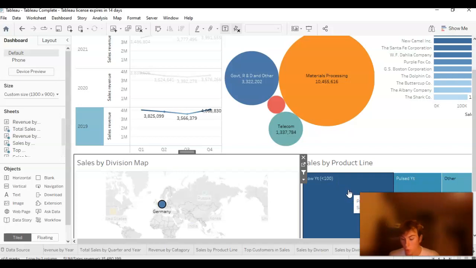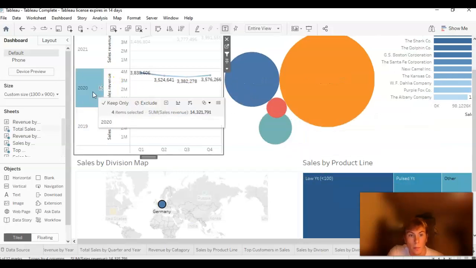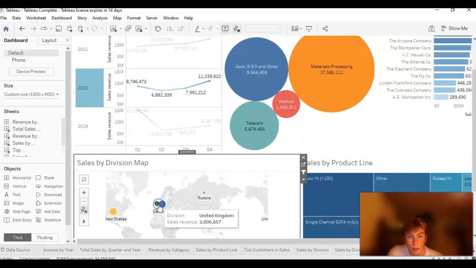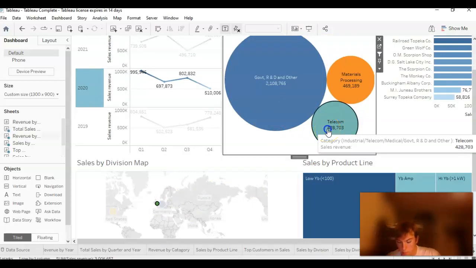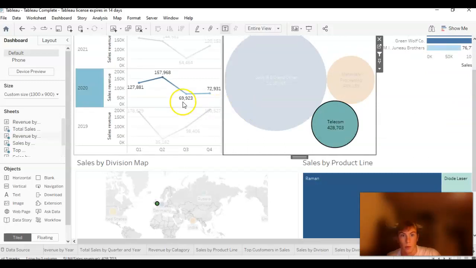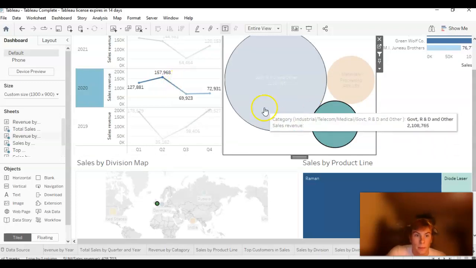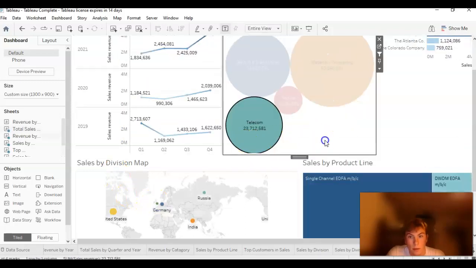In 2020, which quarter had the highest sales in the telecom category under the UK division? So again, we're going to look at 2020. Deselect Germany. UK division. We care about the telecom. Which quarter? That's going to be the second quarter at 157,000. Go and deselect that. Everything's deselected. There we go.